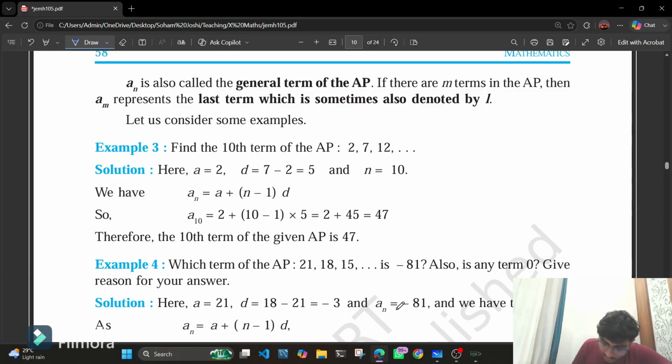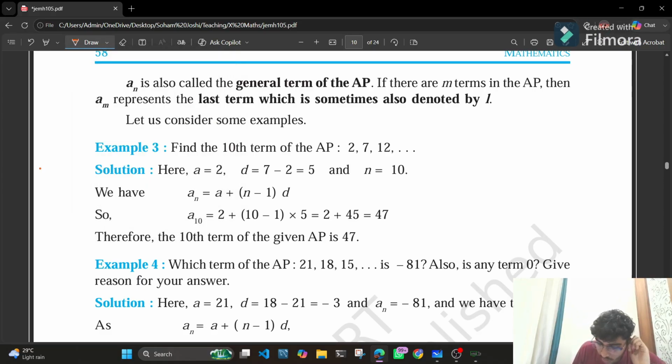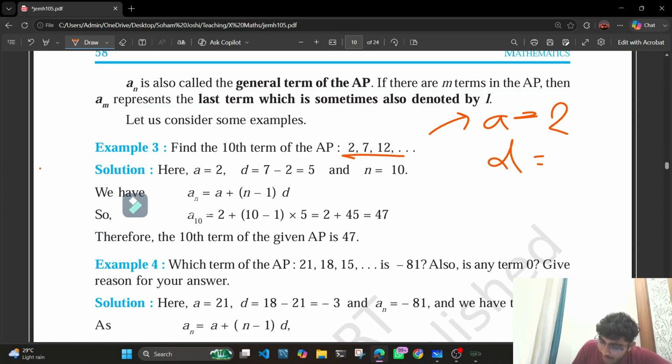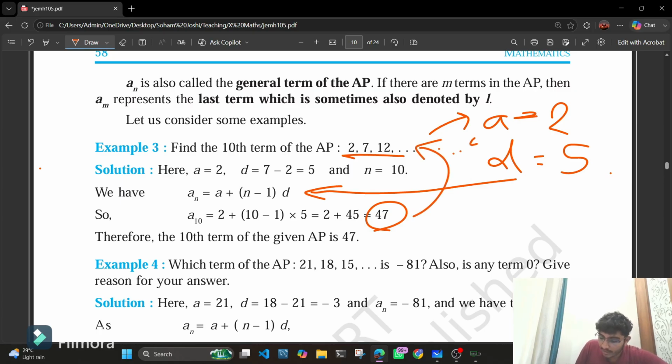We can just take an example. Which color do I choose? Orange. Okay. Find the 10th term of the AP 2, 7, 12. So you can see that a is equal to 2, and the common difference is 7 minus 2, which is equal to 5, or 12 minus 7 is equal to 5. Substituting the values in this formula, we get 2 plus (10 minus 1) into 5, that is 2 plus 45, that is 47. So 47 is the 10th term of this AP. So somewhere it will be here.